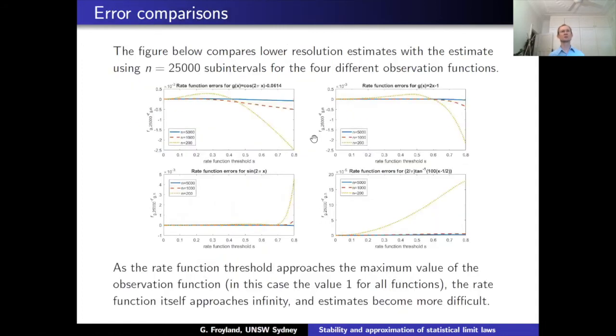All right, these are just some error comparisons. These are four pictures of 4 different rate functions. I'm comparing yellow, red and blue for different subintervals. So yellow is 200, red is 1,000, blue is 5,000, all relative to, I don't know what the real answer is, so all relative to the largest resolution we used. And you can see that, of course, blue is better than red is better than yellow, and the errors get worse as you push further along toward this maximum threshold of 1.